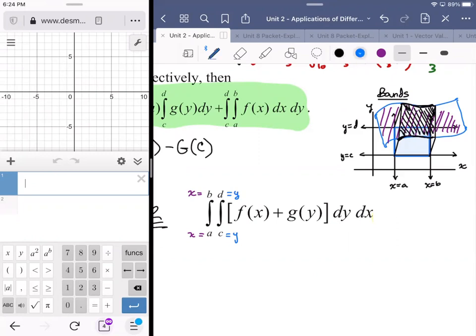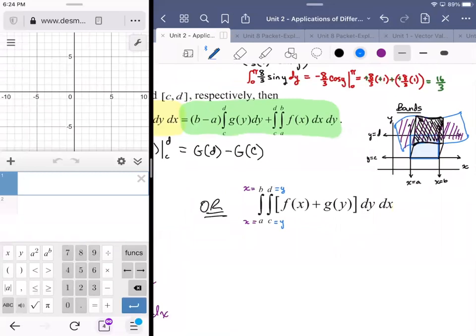So because it's rectangular, you can swap these around and make it go from C to D, then A to B, same functions being added, but then dx dy. All right. So we're just basically going to do everything we just did again, just a little bit quicker.